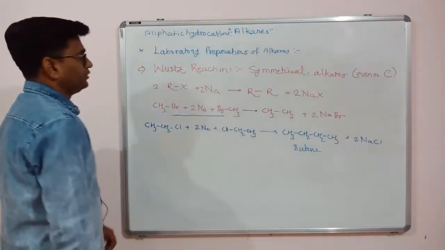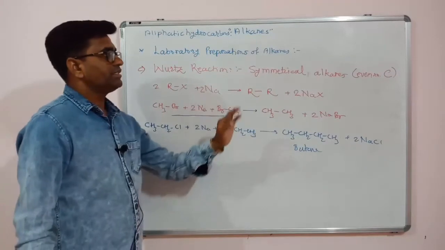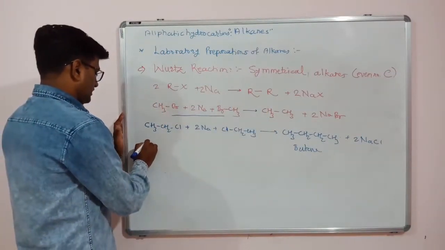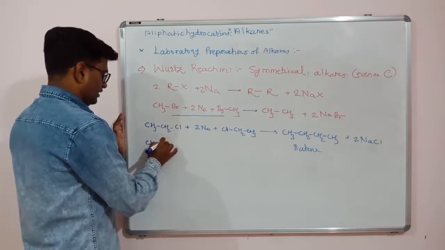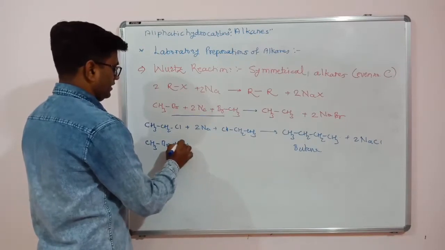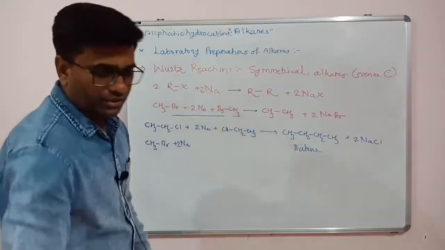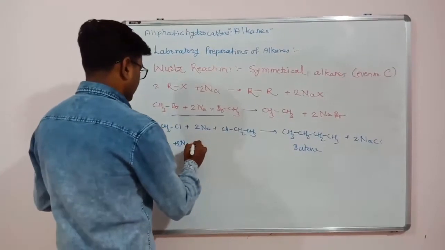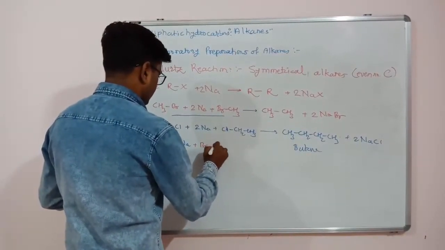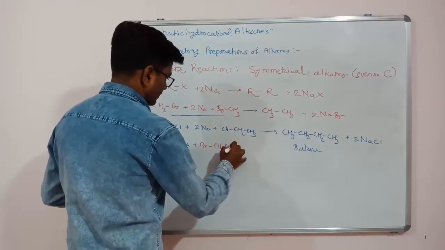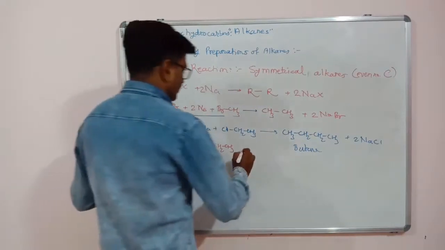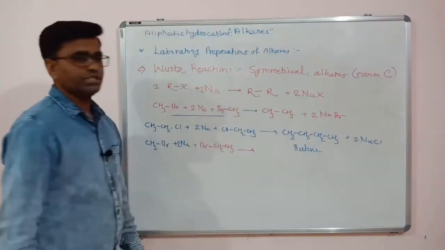If you are trying to prepare an odd number of carbons, for example CH3Br plus Na, and we have another alkyl halide, for example BrCH2CH3. What is this? Ethyl bromide, correct. Then what products are possible?